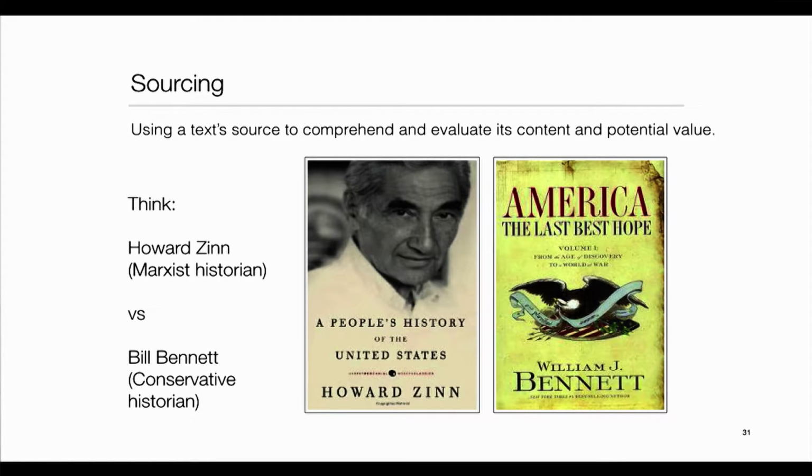So I always speculate what those kind of faculty meetings would have been like, because I bet they were kind of interesting. But both have written books about American history. Bill Bennett, America, the Last Best Hope, and then Howard Zinn's A People's History of the United States.